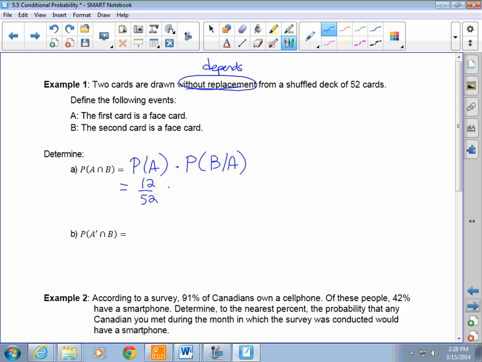Probability of B then, I have taken one of those out of there. So that means I'm one less face card and one less card in total. So probability of B given A means that there are 11 left for me to choose out of the 51. When I multiply this, it equals 11 over 221 once you reduce, which as a percentage would be 4.8%.